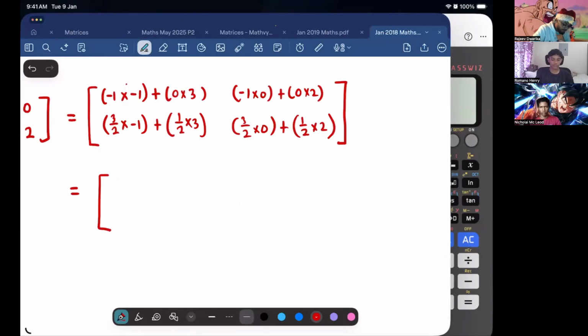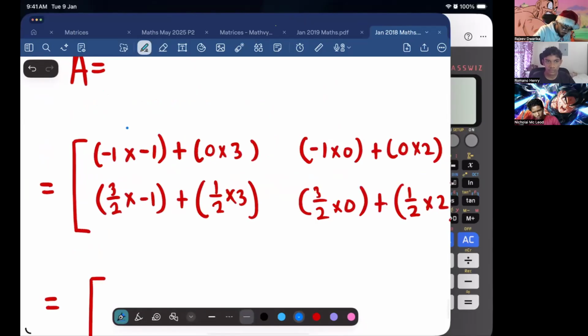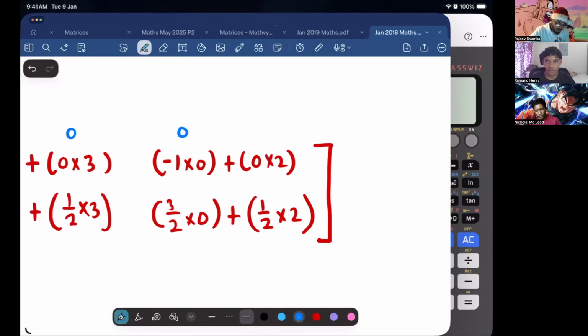So now we simplify. What is -1 by -1? +1. Right. What is 0 by 3? 0. Right. What is negative 1 by 0? Negative 1 by negative 1 is 1, 0 by 3 is 0. Negative 1 by 0 is 0, 0 by 2 is? 0.